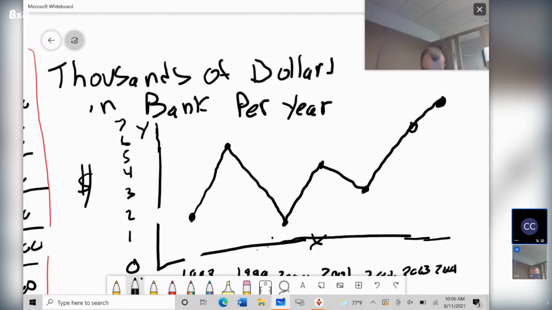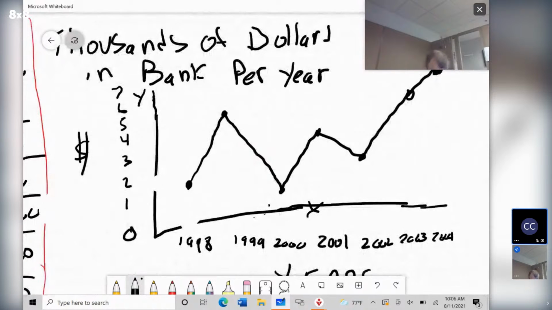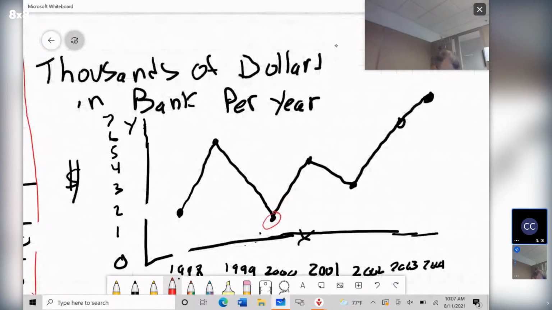So you might get a question: in what year did this person have the least amount of money in the bank? By looking at the graph, I'll circle it in red, 2000 had the least amount of money. And maybe it's going to ask, what year did the person have the most money in the bank? Based on the y-axis, it's thousands of dollars in the bank, and I look at the top and see that 2004 is when they had the most money in the bank.